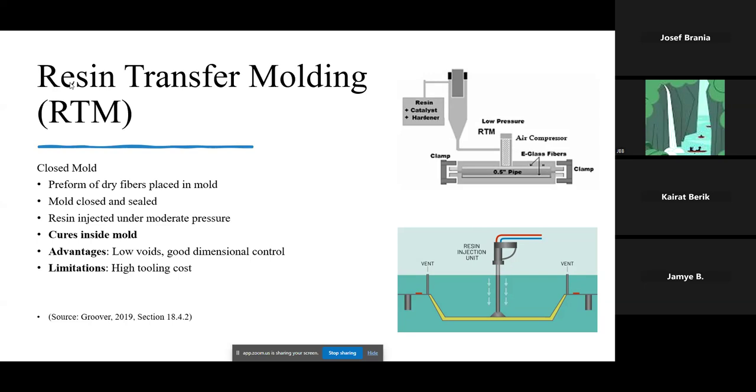Resin transfer molding. We have a closed mold here. A preform of dry fibers is placed in the mold, and then the mold is closed and sealed. Resin is injected under moderate pressure, which then cures inside the mold. The advantages are low voids and good dimensional control. The only limitation is that it is high cost tooling.